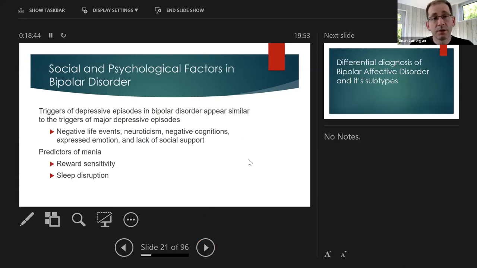When you look at triggers of depressive episodes in bipolar disorder, they appear similar to the triggers of major depressive episodes. So typically negative life events, how neurotic a person may be, negative cognitions, the level of expressed emotion in the family environment, and a lack of social support. Predictors of mania would be the level of reward sensitivity of a person and how much sleep disruption and sensitivity to sleep disruption the person may have.